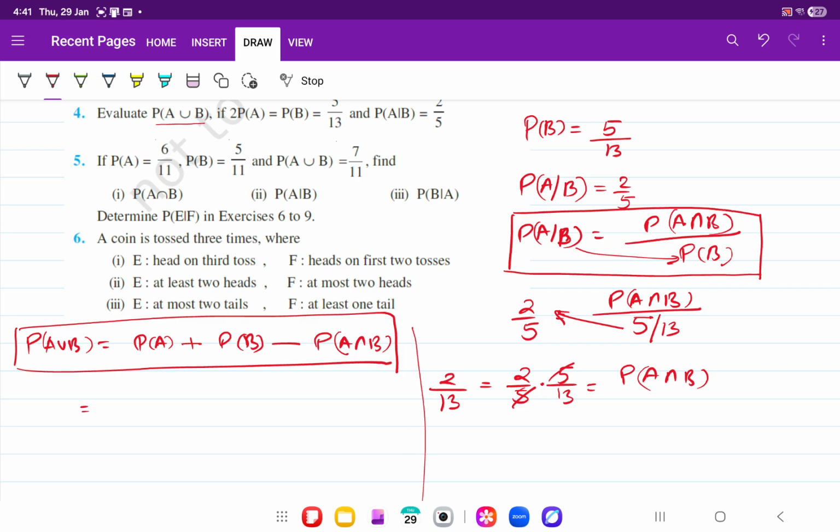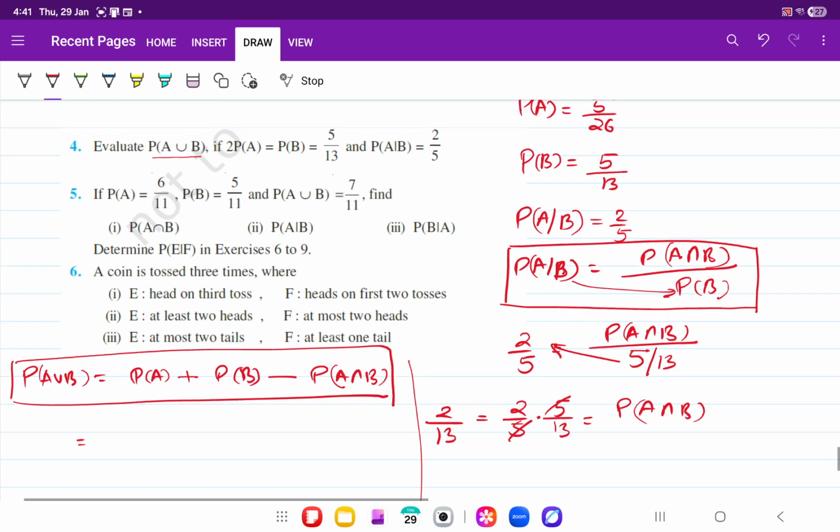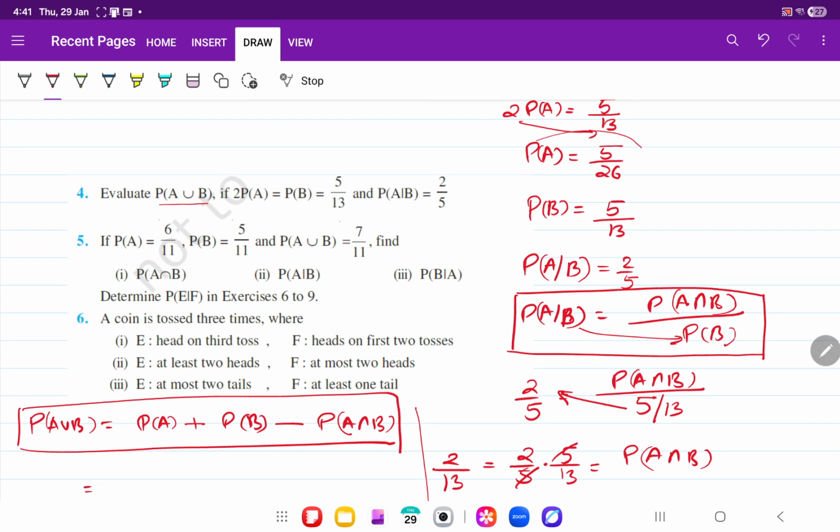PA is given, which is here. We just calculated this, PA is 5 by 26. PB is given, 5 by 13. Here, 5 by 13 minus A intersection B, which we just calculated as 2 by 13.